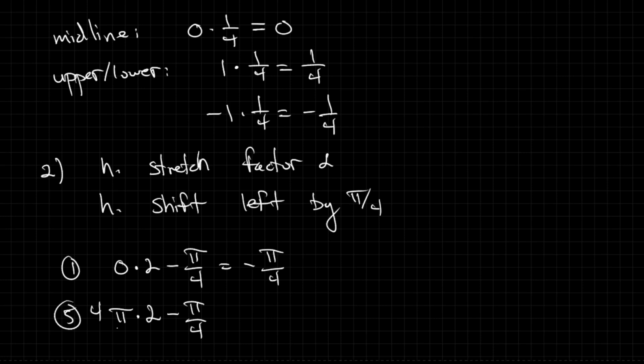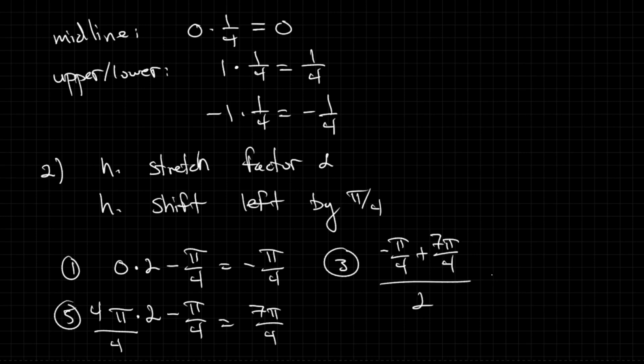And you can get a common denominator here, 4 over 4. 4 times 2 is 8. 8 minus 1, that's 7 pi over 4. So to get our third important t coordinate, we'll take the average of our first and fifth: minus pi over 4 plus 7 pi over 4, all divided by 2. This top here would be 6 pi over 4, and 6 pi over 4 is the same as 3 pi over 2. So we have 3 pi over 2 divided by 2, which is 3 pi over 4.